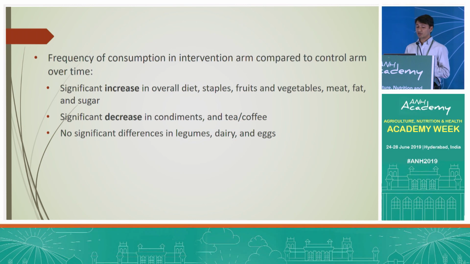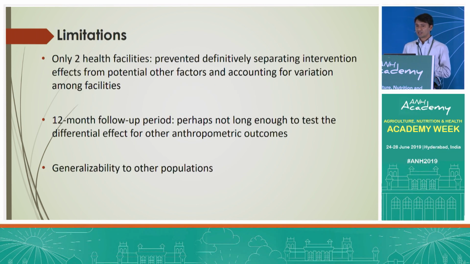So when we look at the frequency of consumption of different foods, we found a significant increase in consumption of overall diet, staple foods, fruits and vegetables, meat, fat, and sugar. There was also a significant decrease in consumption of condiments and tea or coffee, and we did not find any significant differences in consumption of legumes, dairy, and eggs. In addition, we also did not find any significant difference in height and mid-upper arm circumference of the children between two arms.